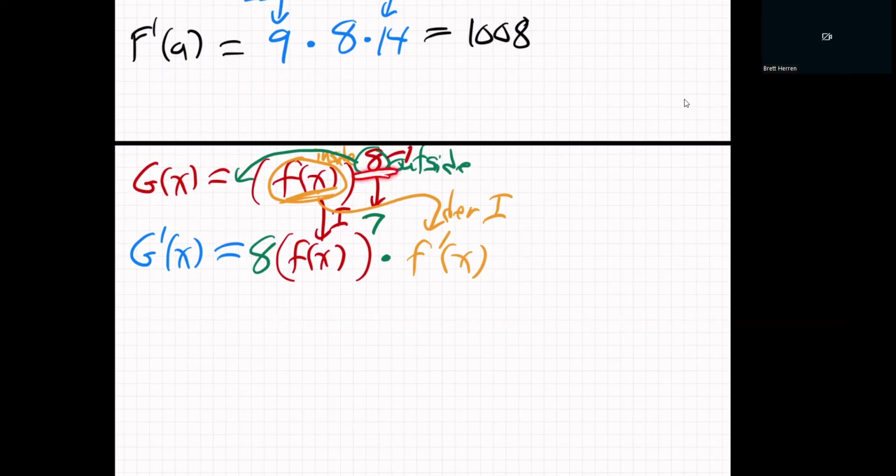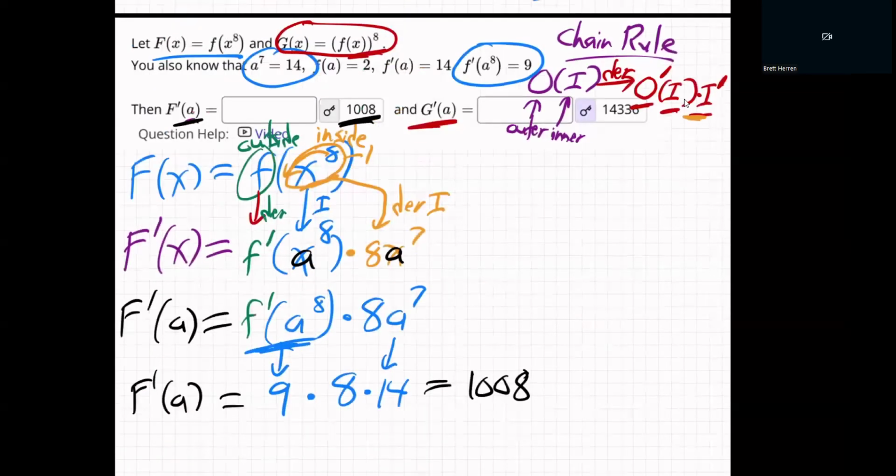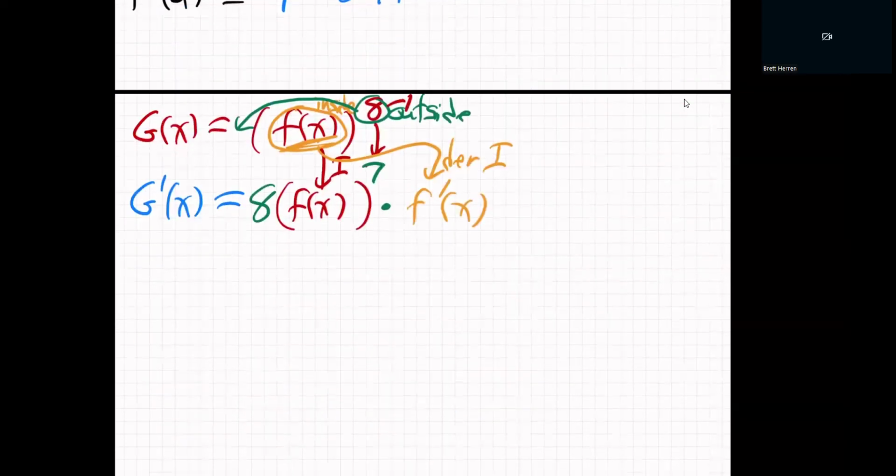So I did the chain rule. Did the outer function first. The 8 comes down, lower the power by 1, keep the inside the same, times the derivative of the inside function, little f prime. Okay, now we want g prime of a, so we're going to plug in a little a right there, right there, wherever x is, right? So, okay, what do we got? It's just going to equal 8, and this is all to the seventh power.